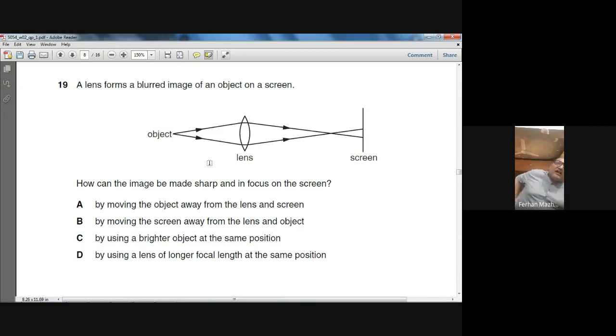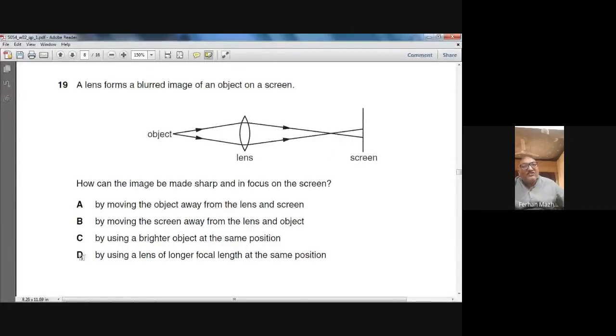So how can the image be made sharp and in focus on the screen? By moving the object away from the lens? If you move the object away from the lens, the image will move towards the lens. By moving the screen away from the lens and object? No, if you move the screen away, it will not work. By using a brighter object in the same position? No. By using a lens of longer focal length? Yes. If I use a lens whose focal length is longer, these rays, instead of focusing here, they will focus here.